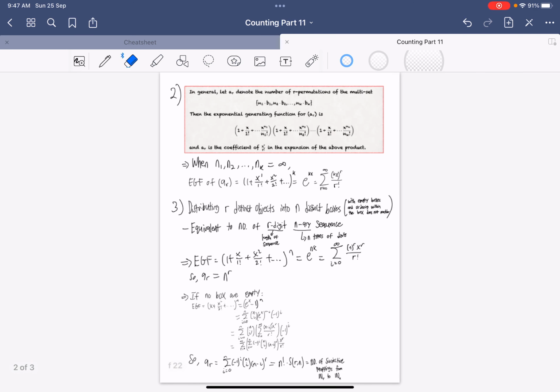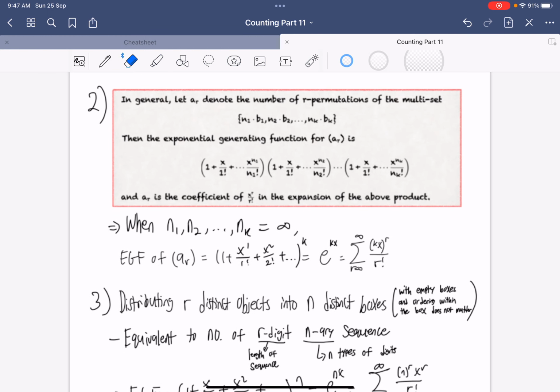So this is the general version of what we have just said. If we have identical objects, that means repeated, and we want to permute them, then for the first repeated one, it's just 1 plus x over 1 factorial plus all the way to x to the power n1 over n1 factorial. And then you could have chosen something from the other repeated object and move on.